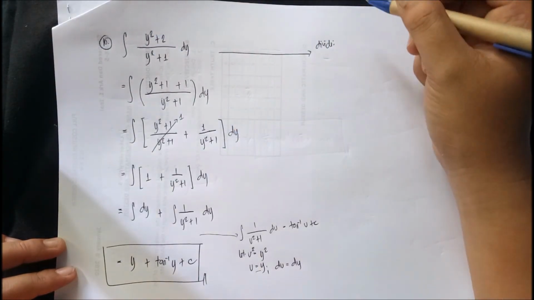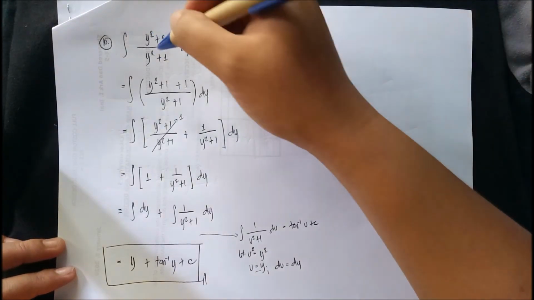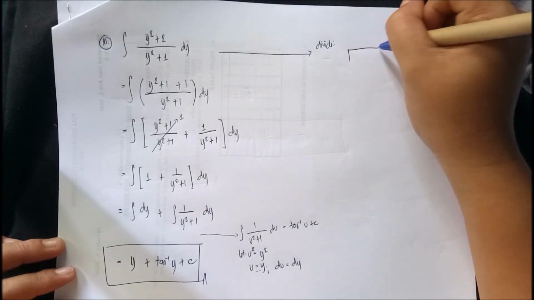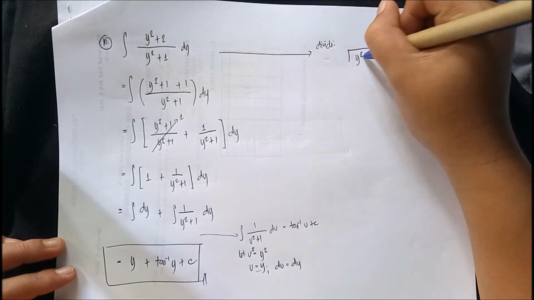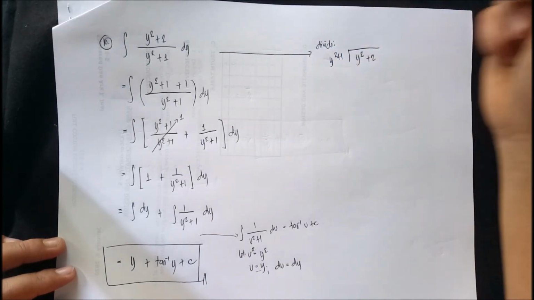Huwag mo nang i-divide. Okay? Kasi, mas malaki yung, mababa yung sabab sa numerator. Kapag ganito, na the same sila, tapos dinivide mo, subukan natin. So, y square plus 2 divided by y square plus 1.